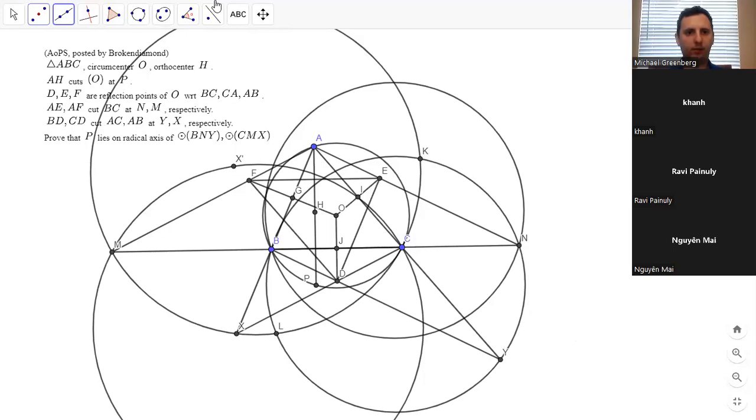And then we could reflect A over BC. So we could do a bunch of reflecting here. But I don't know if it helps really. So I'm just going to undo all that.